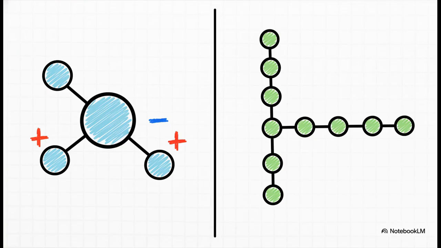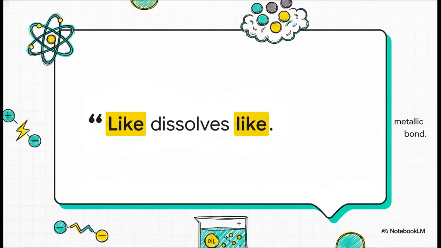And there it is. That's the answer to our big mystery. Water, because of that bent shape, is super polar. It's basically covered in these little positive and negative patches. Oil, on the other hand, is made of these long chains of carbon and hydrogen that share their electrons very, very fairly. So oil is completely nonpolar. This all comes down to one of the golden rules of chemistry, and it's actually super simple. Like dissolves like. All it means is that polar things love to mix with other polar things, and nonpolar things, they're happy to mix with other nonpolar things.